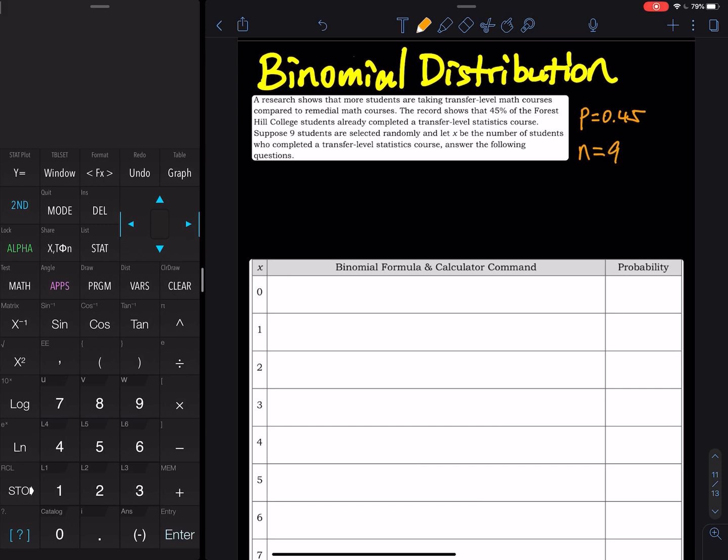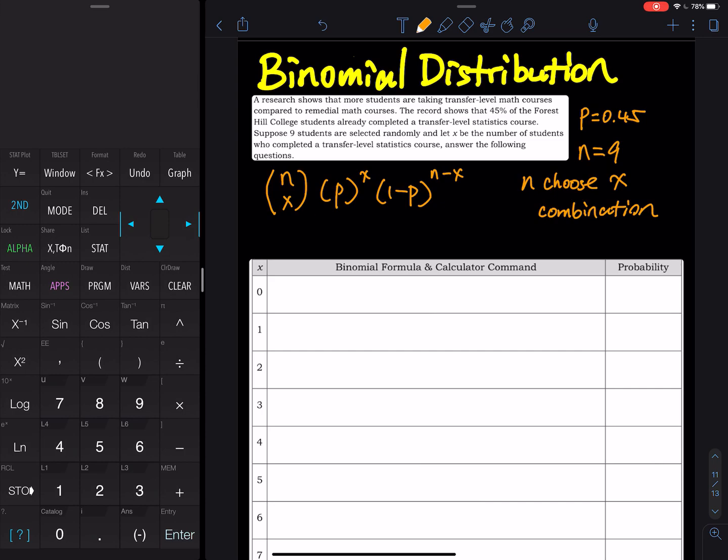So for a binomial distribution, the binomial formula is n choose x times the probability of success, which is p, raised to the x power, and then 1 minus p raised to the n minus x power. The first notation is called n choose x. This is a combination. It is not a fraction. P is success, 1 minus P is failure. So 45% of students took the course. That means 55% of them didn't take that course. So either you have it or you don't.